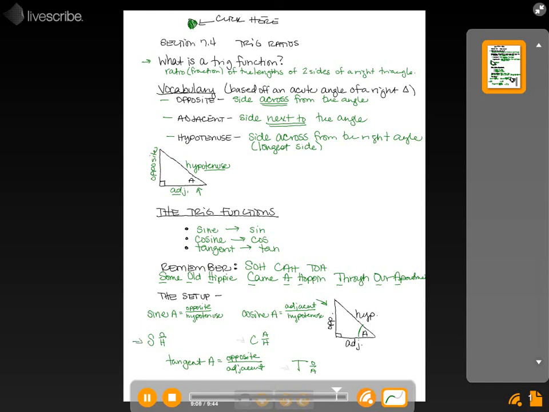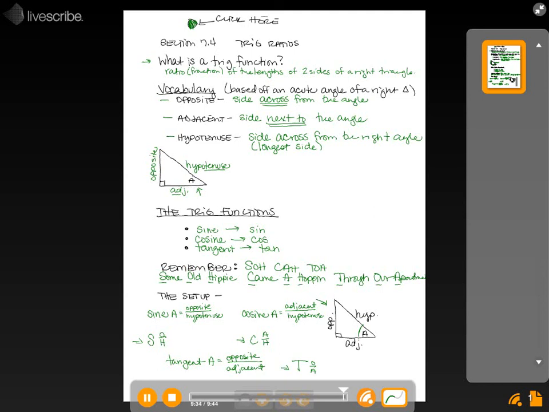I would remember S-O-H, C-A-H, and T-O-A written like that. That's going to help a lot of you remember how to set up the fractions, set up the ratios. So that's one way to remember it, if you're going to remember SOHCAHTOA. If you're going to remember some old hippie came a-hopping through our apartment, remember that that's how you would set them up. First letter in each three-word phrase is a big letter, and then the other two make a fraction.